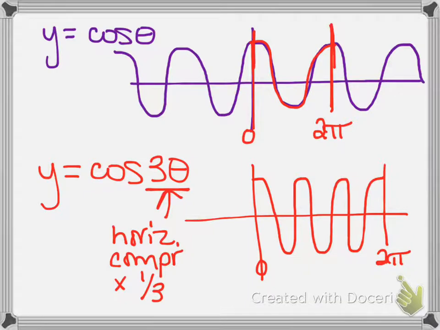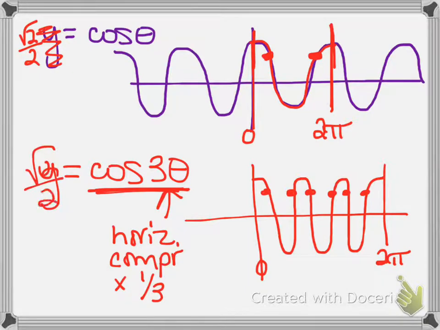And so what that means is if I then take my equation and let's say I just set it equal to square root of 2 over 2, on a normal cosine cycle, there are two places where cosine would be square root of 2 over 2. Right here and right here. But on this new cosine cycle, with the horizontal compression, there's going to be 1, 2, 3, 4, 5, 6 places now where our graph hits square root of 2 over 2. And that's because we're fitting 3 times as many cycles in the same amount of space.